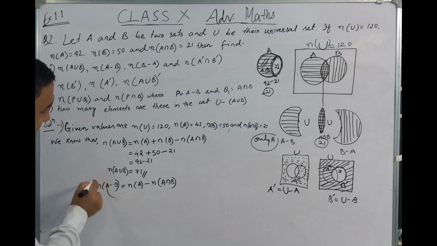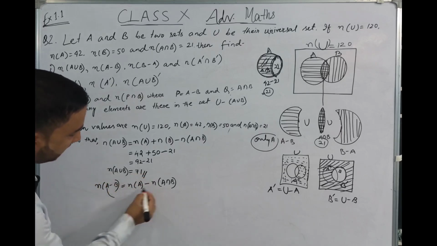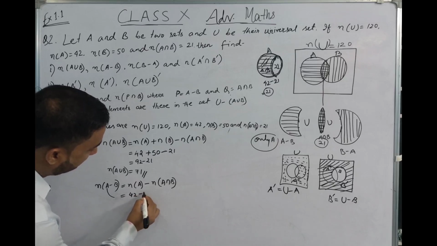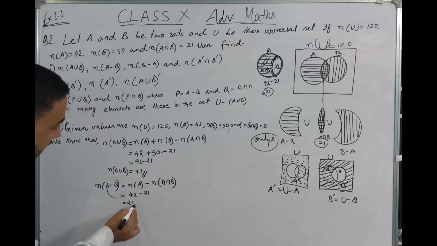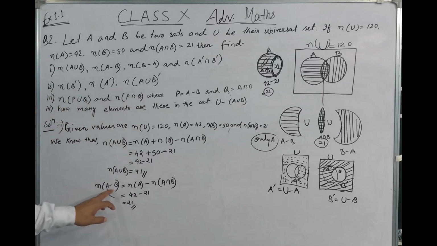This is one part, this is the other part. Here we have 42 minus 21, that is equal to 21. So 21 is the number of elements in the set A difference B. I think it is clear to you.